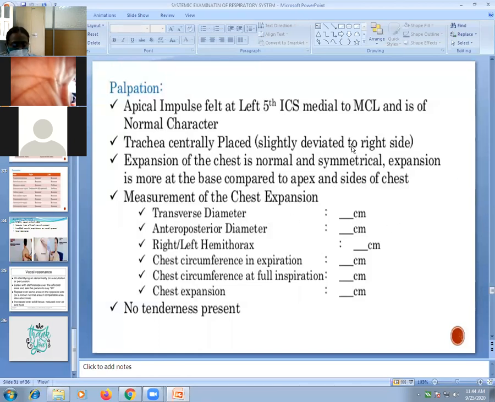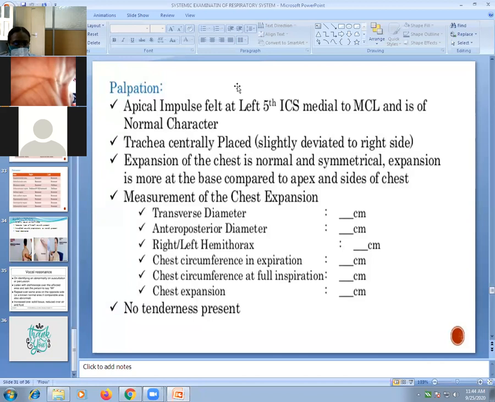The pattern of respiration and use of accessory muscles you can write down in inspection also, because there is no need of palpation. You can just inspect whether the patient is using accessory muscles or not. So in inspection you can write that there is no use of accessory muscles. Then the pattern of respiration also you can write in inspection, whether it is thoracoabdominal, abdominothoracic or abdominal.